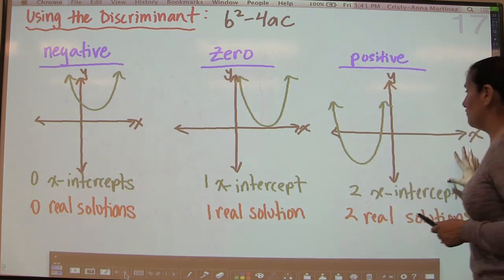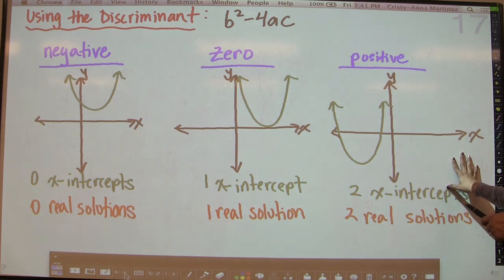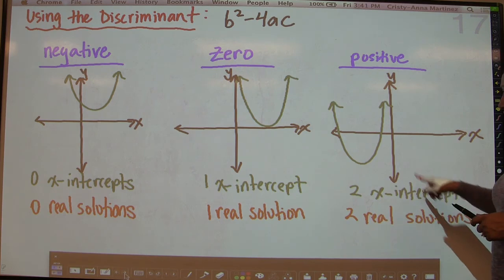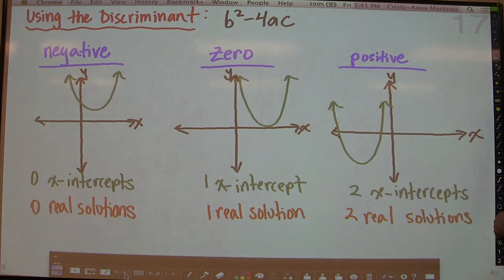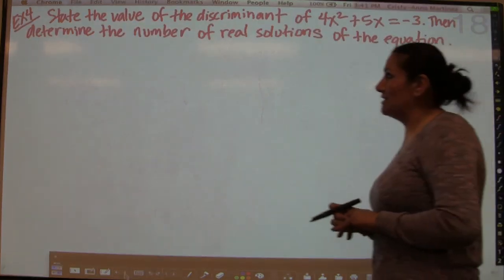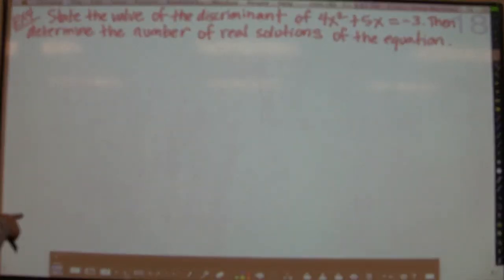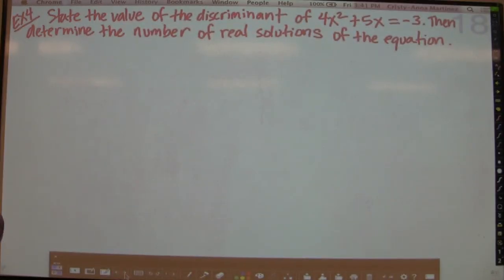All right, and then of course if you have a positive value under the square root, that's where you get your two real solutions, and that's where you have two x-intercepts, and it looks like this. All right, so we're going to use the discriminant here. It says state the value of the discriminant. So they want the value of the discriminant. Then determine the number of real solutions of the equation.